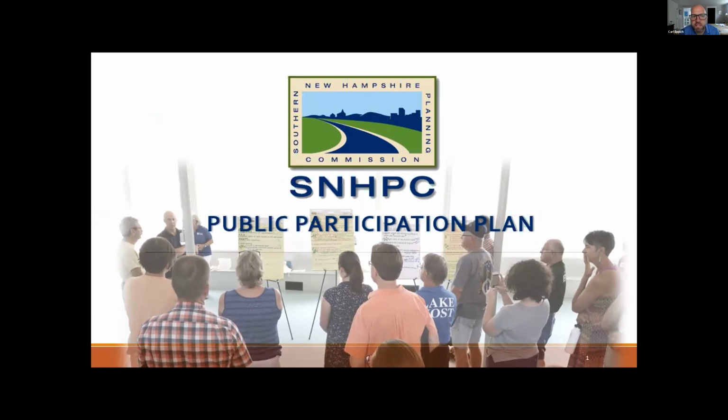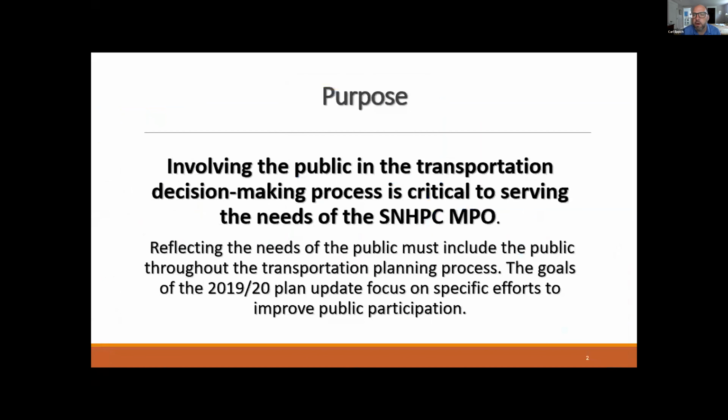So the purpose of the public participation plan is to do exactly what the title says. This is a plan to engage the public in meaningful ways, for them to have a meaningful contribution to transportation planning in the region. And like our Metropolitan Transportation Plan, also known as the Regional Transportation Plan, also known as the Long Range Transportation Plan, this is a required document by the feds that apportion funds to us to do regional transportation planning.